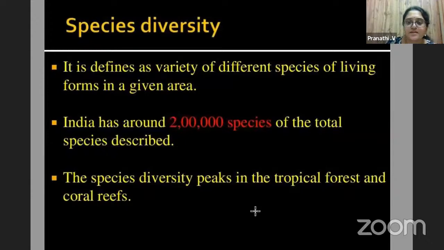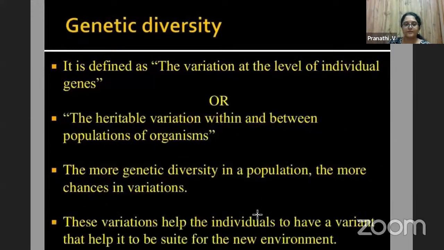Species diversity tells us about the different kinds of species in a given area. Around 2 lakh species in total are present in India itself. And it peaks in the tropical forests and the coral reefs.